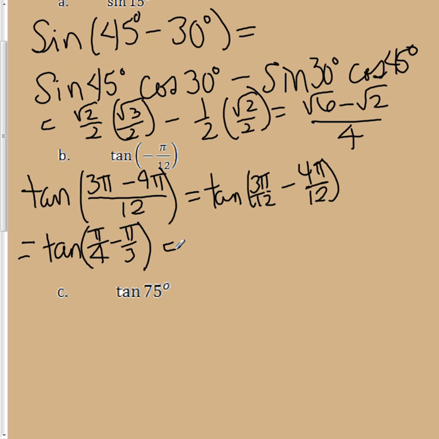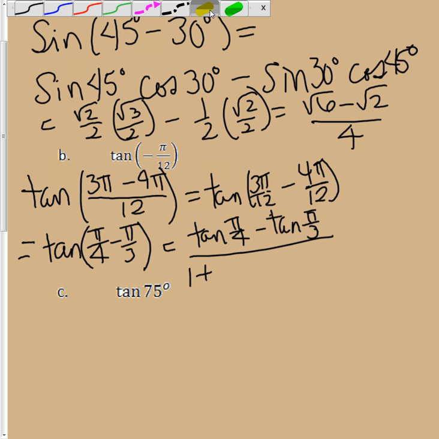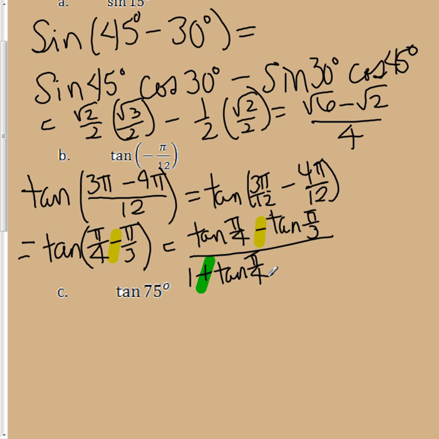Now we're going to use the difference formula for tangents. And so this will be the tangent of pi over 4 minus the tangent of pi over 3. Then it's over, and it's always 1 plus. So this is the way I remember it. If this is a minus, this is a minus, and that means this one has to be a plus. That's how I remember the tangent. All right, back to doing this. So I have 1 plus the tangent of pi over 4, tangent of pi over 3.